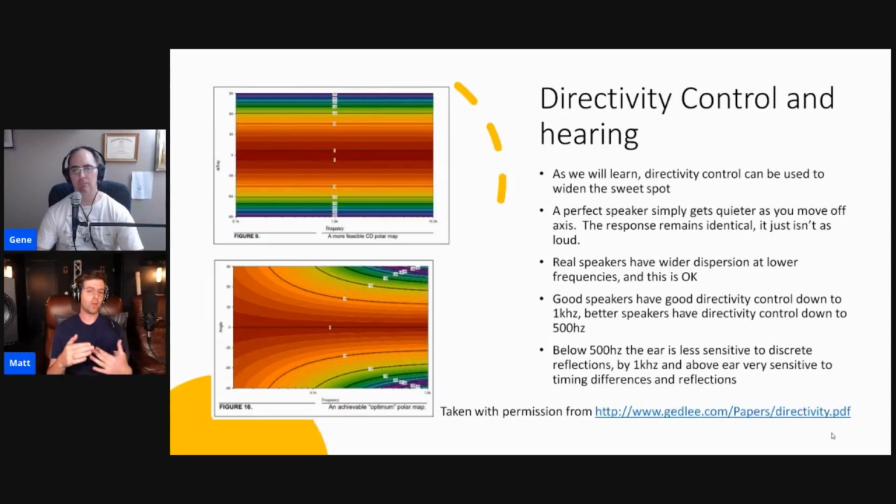1 kilohertz is sort of the point where that point and above, that's where the vast majority of the action is happening, if you will. That's where all the discrete reflections in the room are very audible. We're very sensitive to those. And so that's why it can be important to provide some directivity control there. The benefit of a controlled directivity speaker is really most beneficial from that point and above.